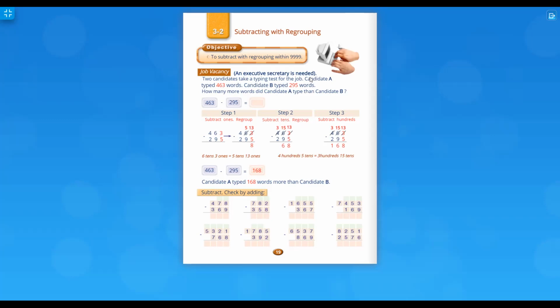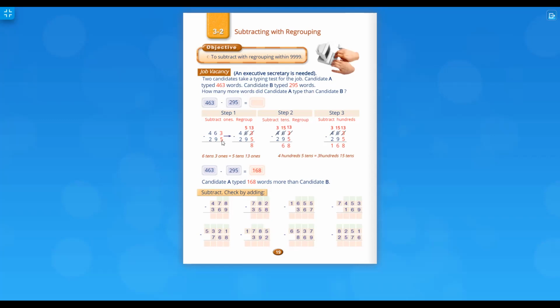We have to subtract 295 from 463 to know the difference, okay? So we should put the 463 above and 295 in the bottom, okay? Now let's start subtracting. We start subtracting from the right. What do we have here in the ones digit? Yes, 3. And here in the ones digit, also 5.